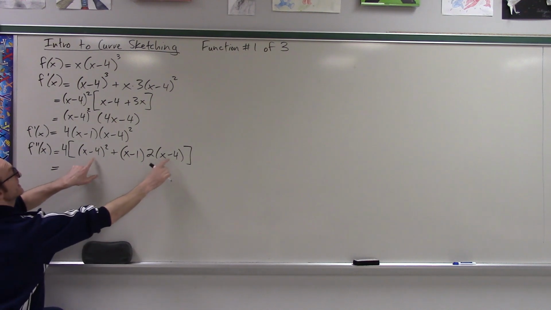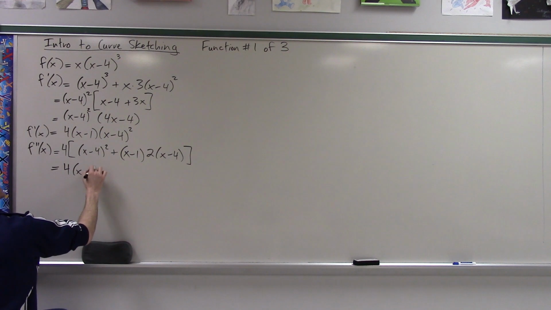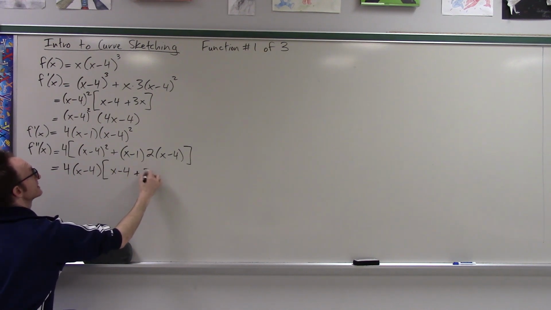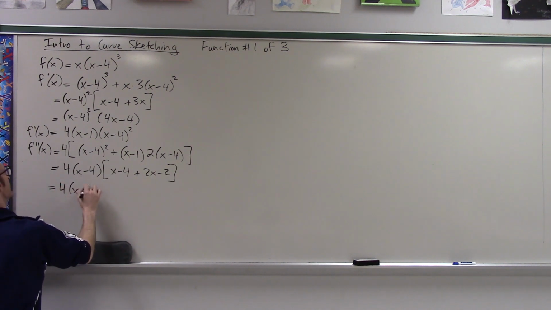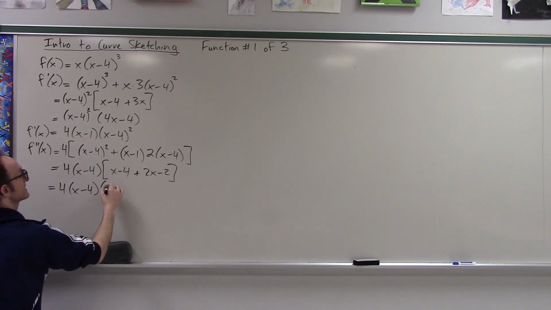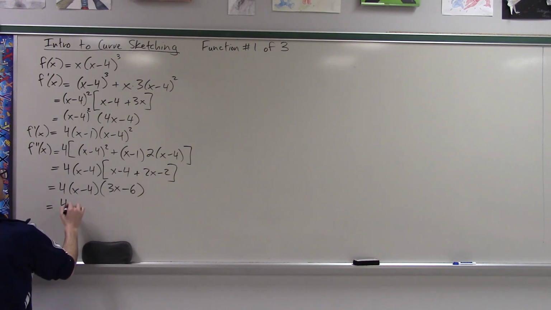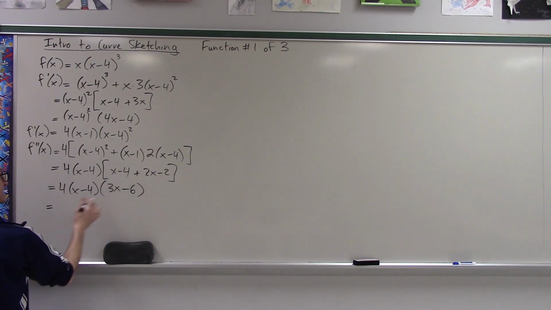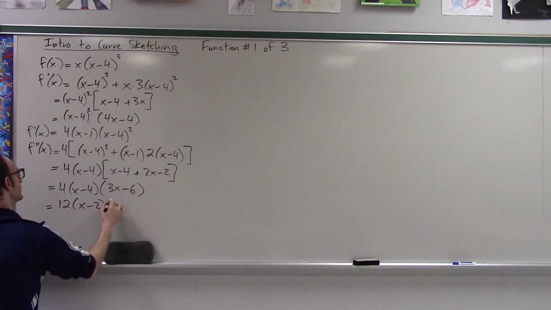What now? I see that both of these terms have an x minus 4 in there, so I will take out that x minus 4, and that leaves me with x minus 4, and now I have plus 2x minus 2. Alright, so this is 4x minus 4, and that's 3x minus 6, and therefore the final version here is 4, and I could take a 3 out of that 3x minus 6, leaving me with 12(x minus 2)(x minus 4).